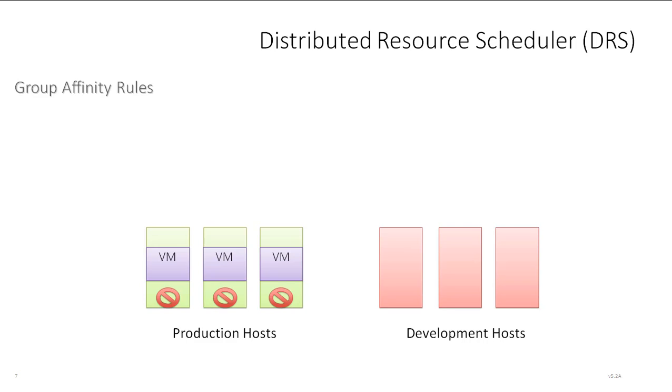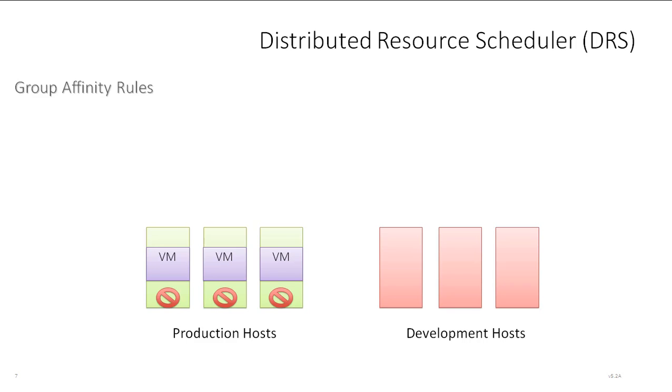Now we do have another way that we can set up a group affinity rule. The rule that I've just described is called a required affinity rule. That means that these virtual machines must run on the production hosts and they cannot run on the development hosts for any reason.